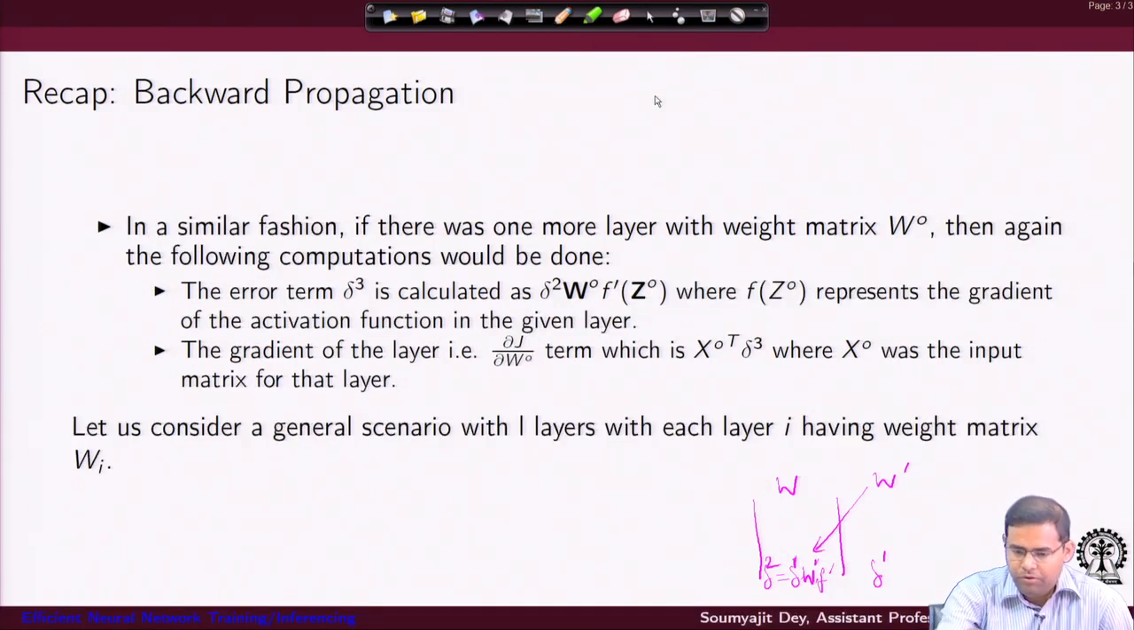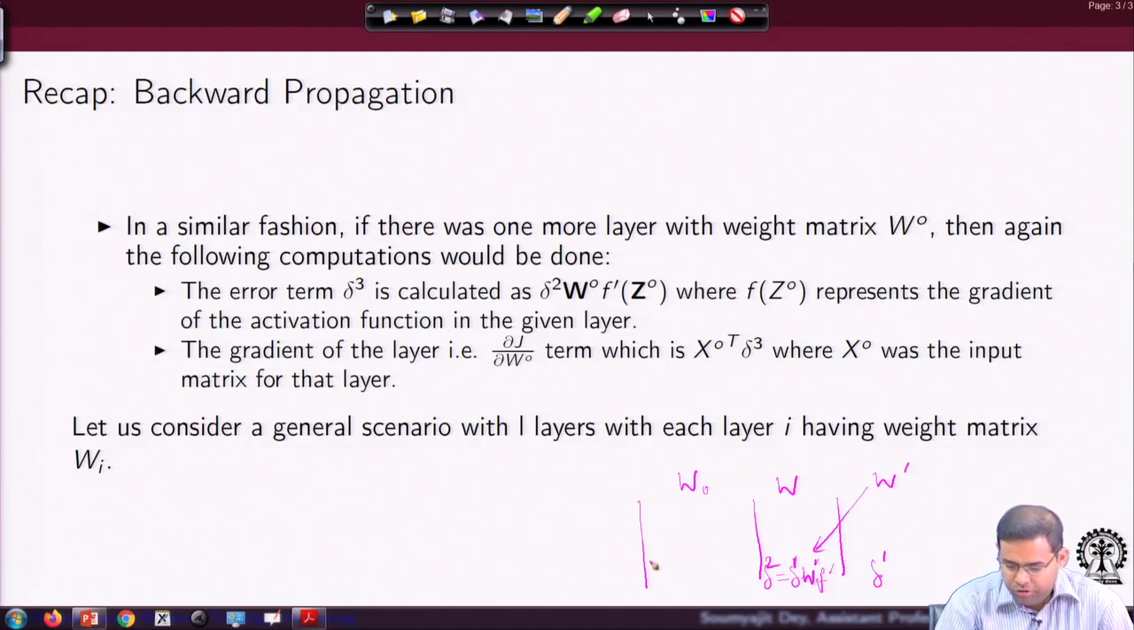So, now if we bring in a new layer here, let us call it w 0. Then we will have delta 3 here, and for delta 3 we will see that the same thing is going to continue. So, we will now have delta 2 and we will have w here, and then we will have f prime again for z 0, where this represents the gradient of the activation function in the given layer.